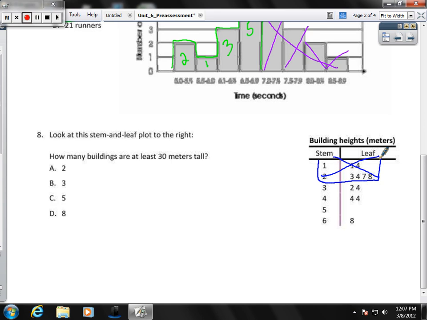Now I want to look at how much data I have. Well, my stems represent my numbers in the tens place. My leaves represent the numbers in the ones place. And I have this number and this number, which is 32, right? And then I have 34, 44, 44. Nothing in the 50s, but I have 1 in the 60s, 68. So I have 1, 2, 3, 4, 5 is my correct choice. Any questions? All right. Nicely done.